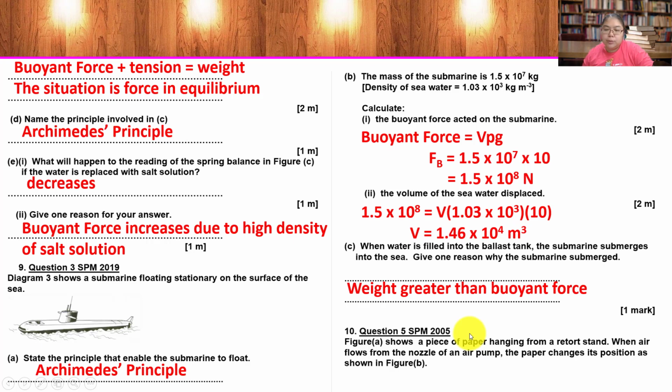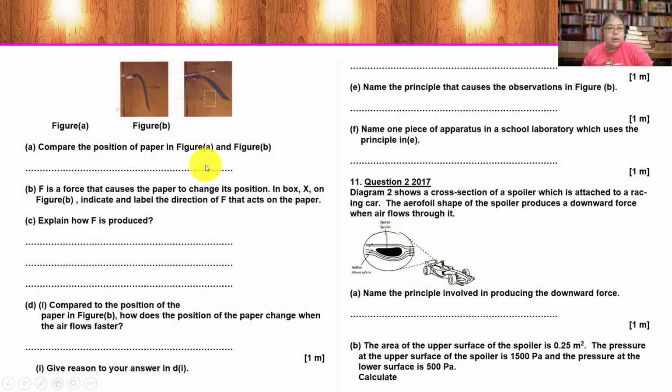Okay, now we go to question number 5. A, they show a piece of paper hanging from the retort stand. When the air flows from the nozzle of the air pump, the paper changes position. Let's see the diagram. This one is the diagram. A is before. B is after the air comes out from the nozzle.